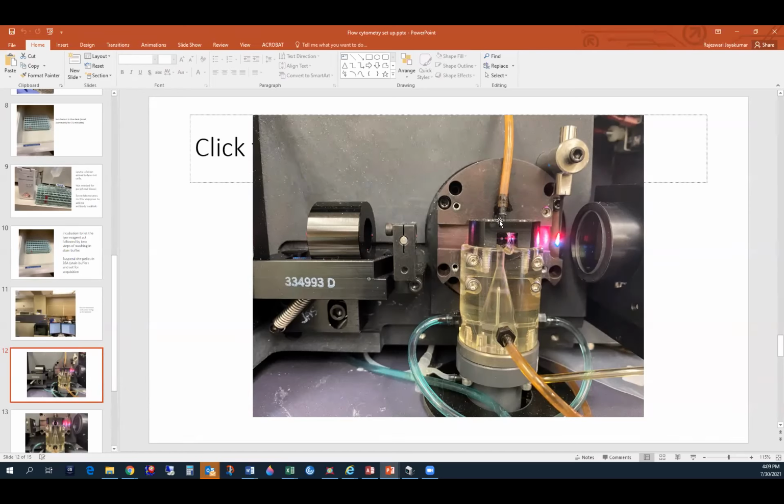So what happens is there is a sheath fluid circulating here, and the specimen that is fed will pass through this tiny chamber where the cells are streamlined to make sure that only one cell passes the laser light at a time. So here is the slit where the cells will hit the laser, and when that happens.